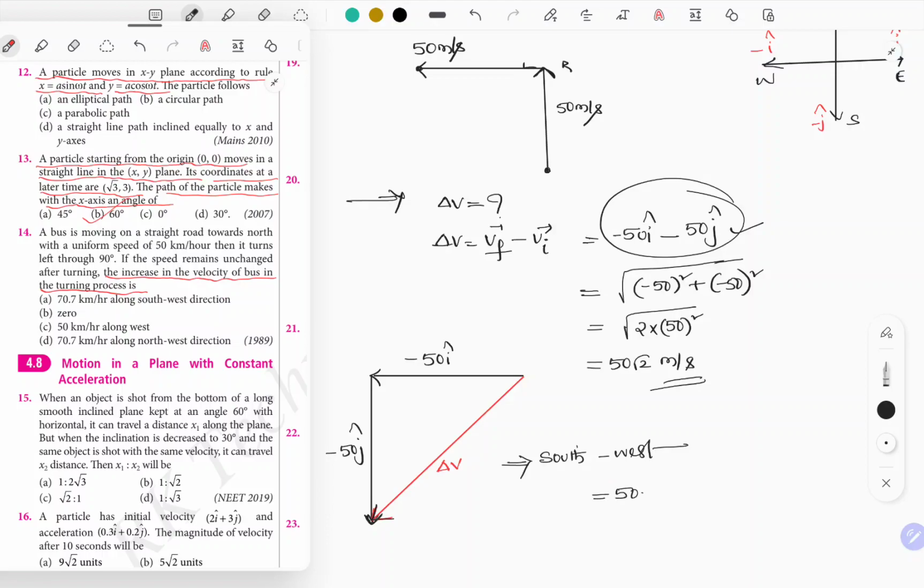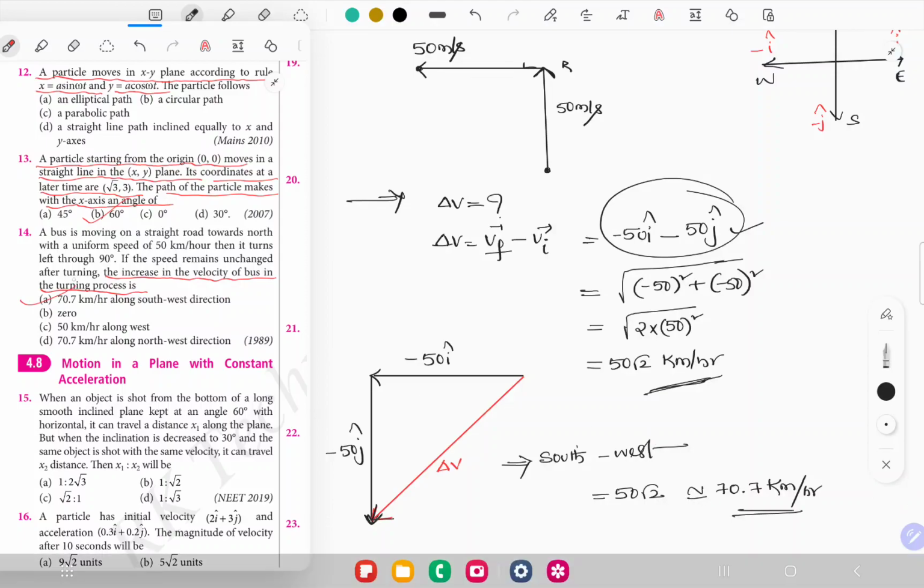So 50 root 2 value is approximately 70.7 kilometer per hour. In the options also they have given it is kilometer per hour, right? Okay, let me mention this as kilometer per hour itself. This is the way to find out direction and magnitude. Hope you understood. Which option matches? Option A matches perfectly. Super.